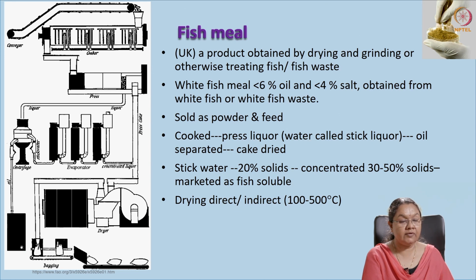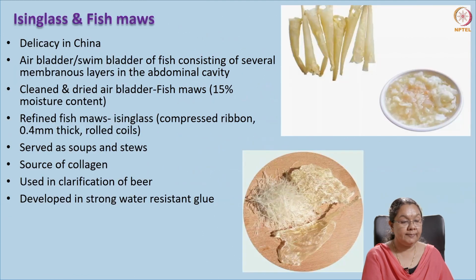And drying of cake can be done by subjecting it to direct sun drying, or you can use mechanical dryers. If you are going for mechanical dryers, the temperature has to be maintained between 100 to 500 degrees centigrade. And most of the time, at higher temperatures, most of the bioactive components are lost.